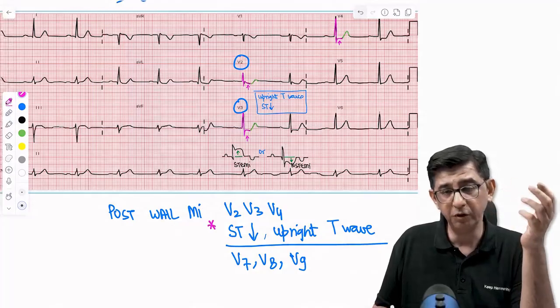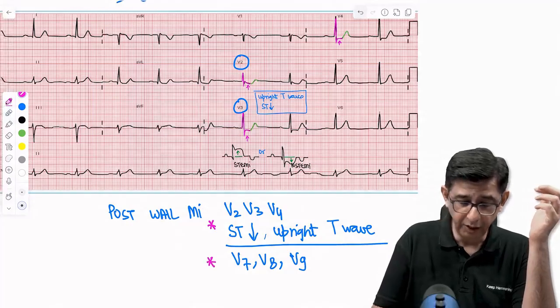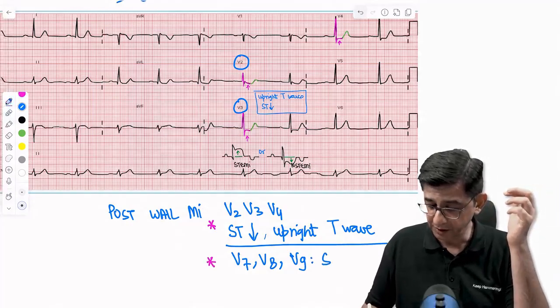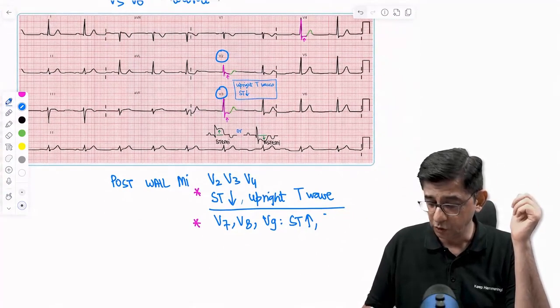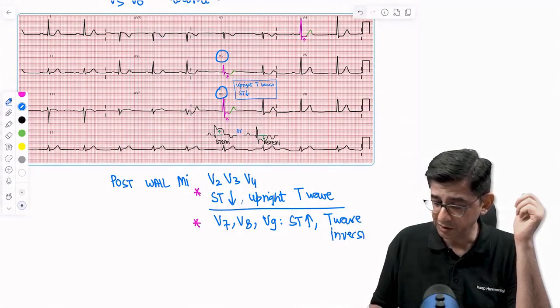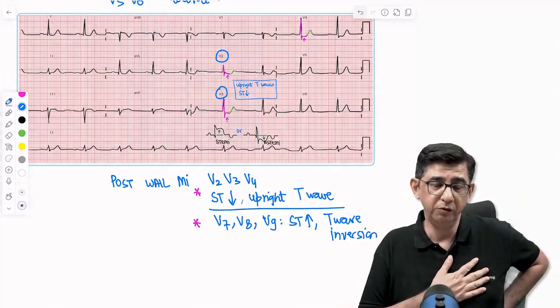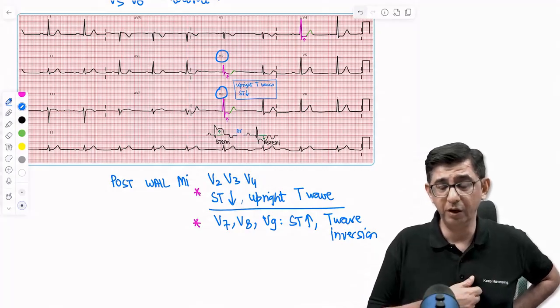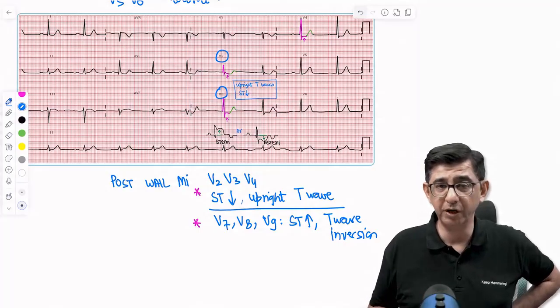It is V2, V3, V4 showing ST depression with upright T wave, and V7, V8, V9 that will be showing the traditional data, that is ST elevation with presence of a T wave inversion. So these are what are called reciprocal changes. Look, the findings I am writing are based on the fact that if the damage is at the back and you put electrodes on the front, the current is going away from the recording electrode, so they will be in ST depression. When current goes towards the recording electrode, there would be an ST elevation.